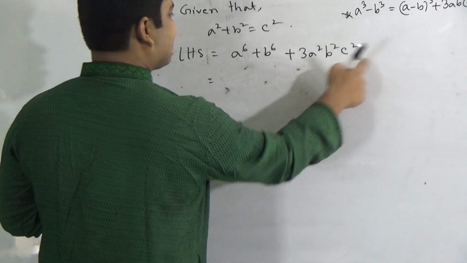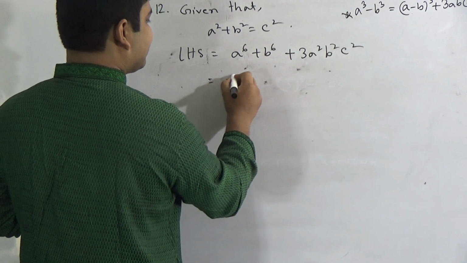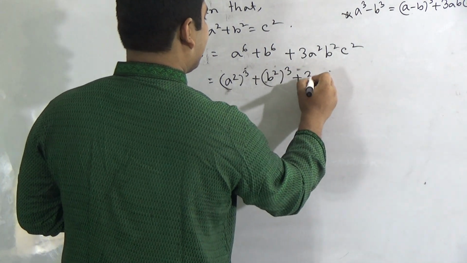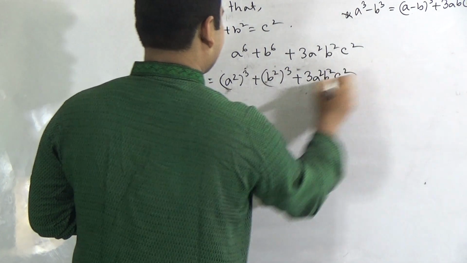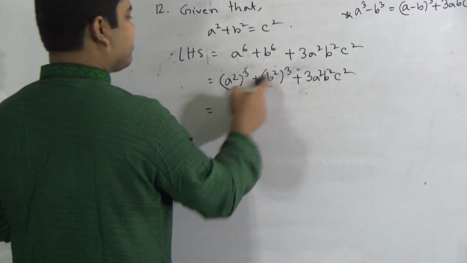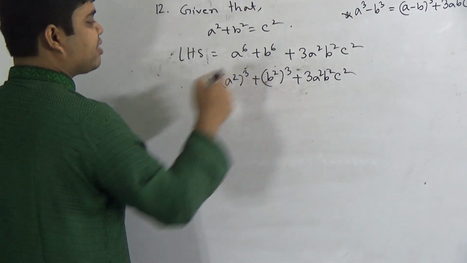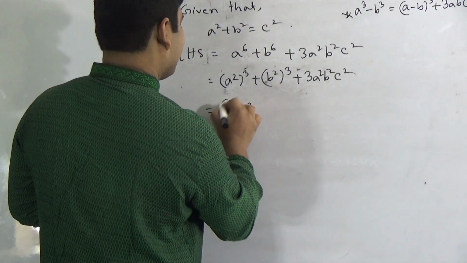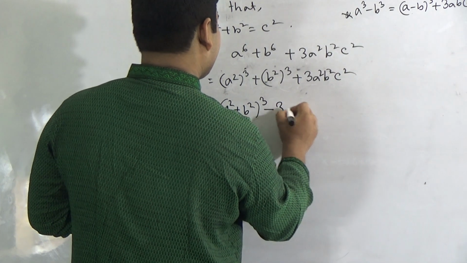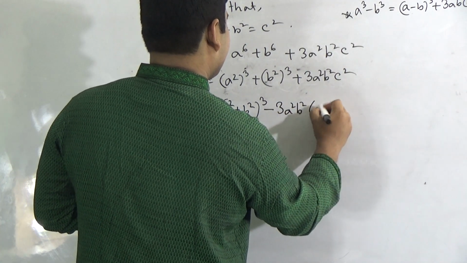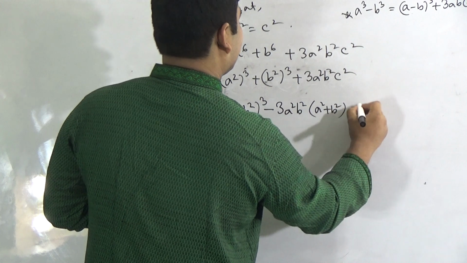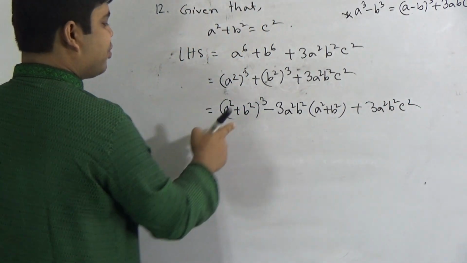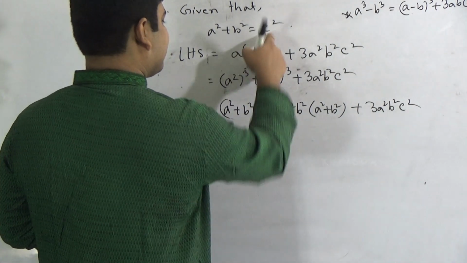Okay, this is unchanged. So we can write from this: a square whole cube plus b square whole cube plus 3a square b square c square. Now with the a cube plus b cube formula, here a means a square, b means b square. So we can write (a square plus b square) whole cube minus 3a square b square into (a square plus b square), plus 3a square b square c square, which is unchanged. Now we put the value of a square plus b square, which is c square.